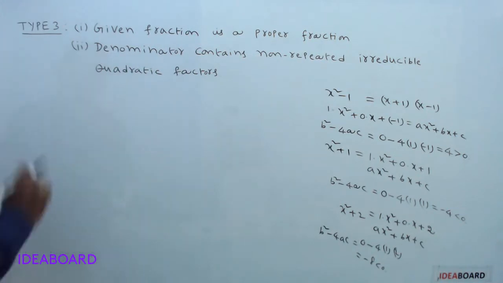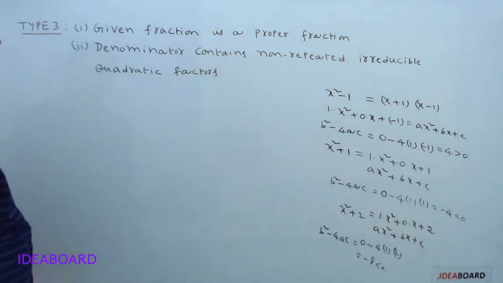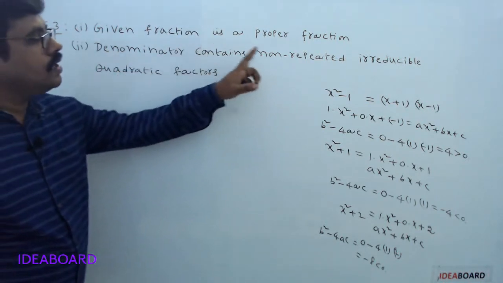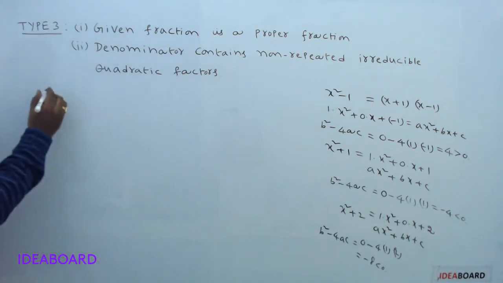Now come to this type 3. Type 3 means a proper fraction where the denominator contains non-repeated irreducible quadratic factors. Now see an example.